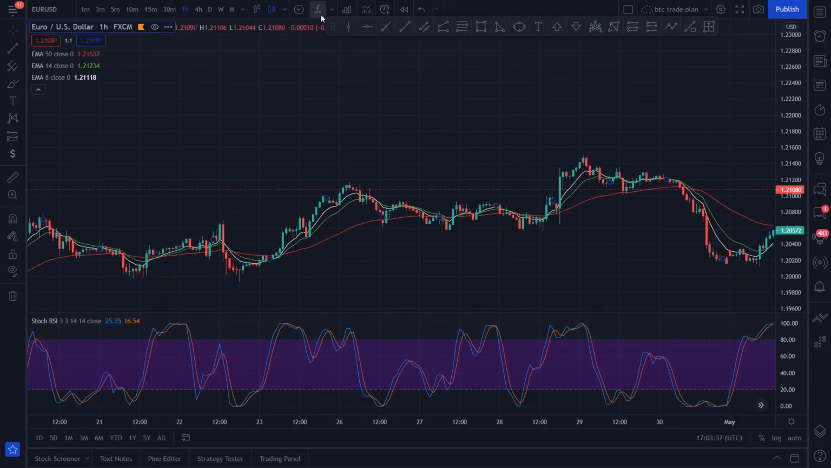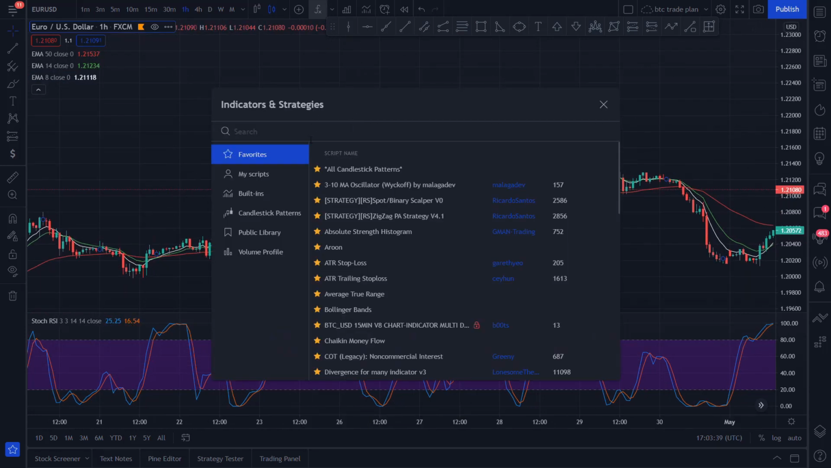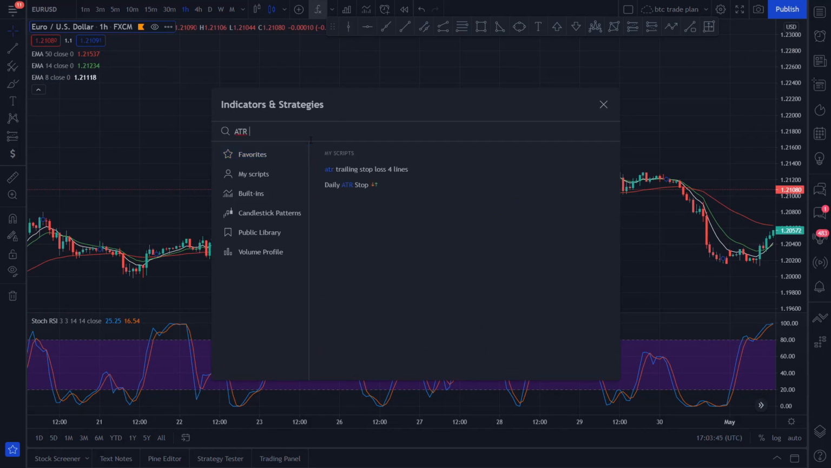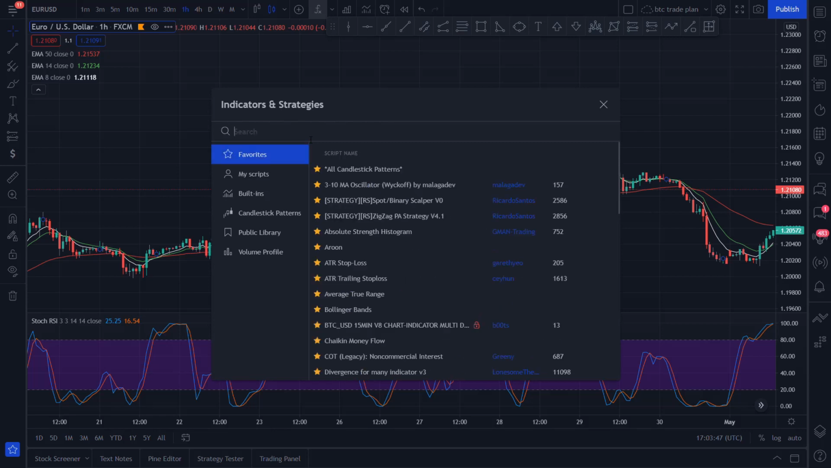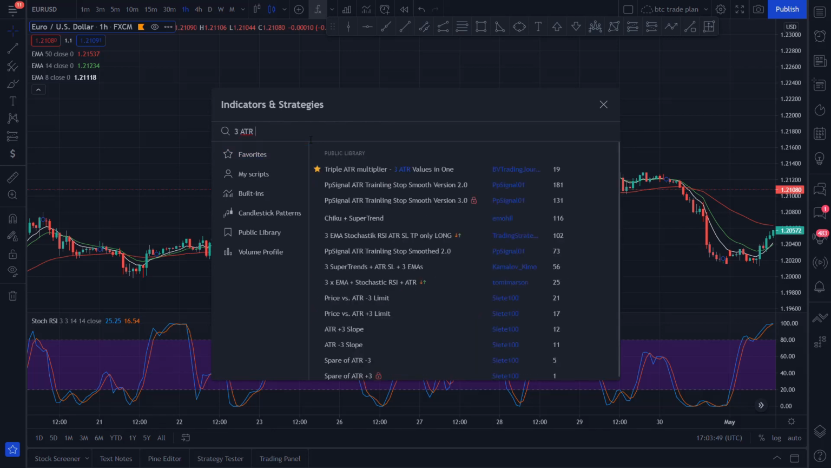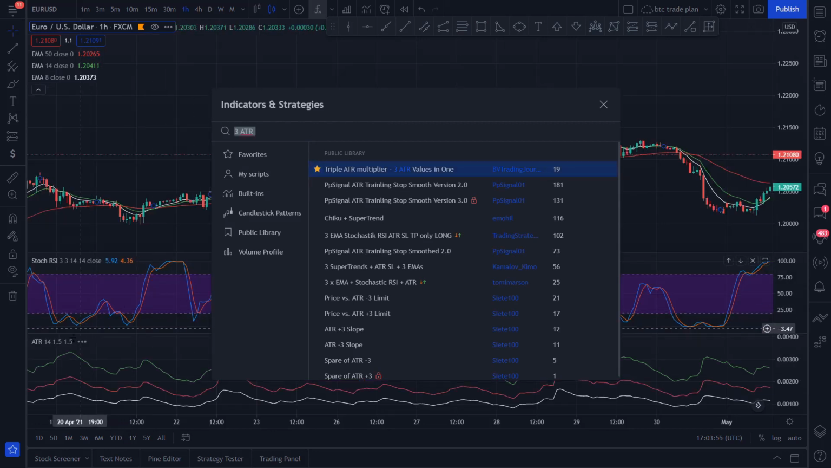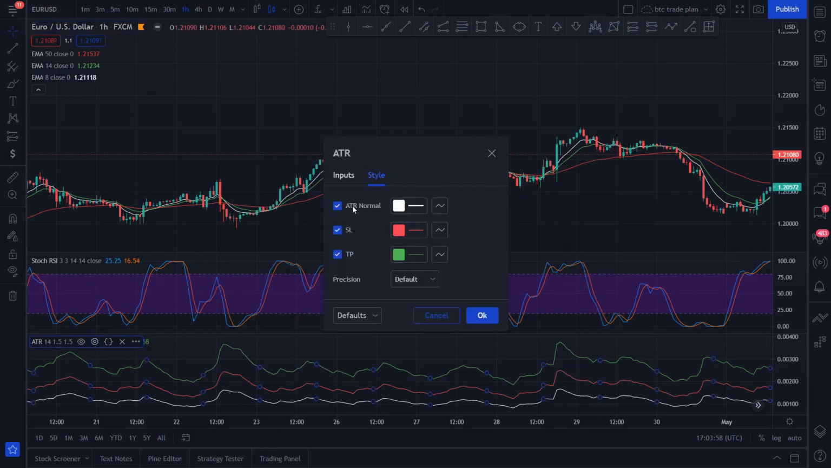We also will need an indicator which I use for taking the stop losses. It's called ATR, the triple ATR. It has 3 ATR values. This one is very useful. We are going to set the second ATR multiplier to 2 and leave the third at 1.5.